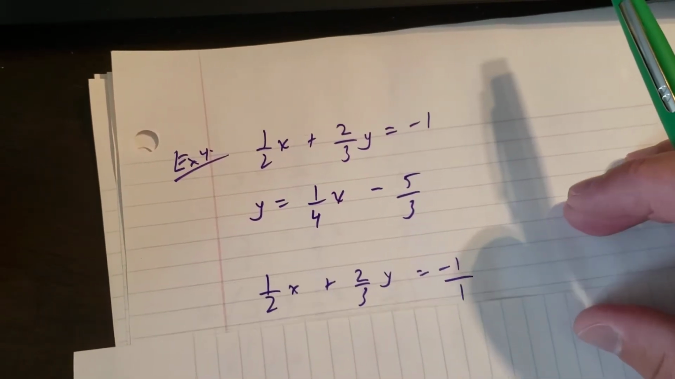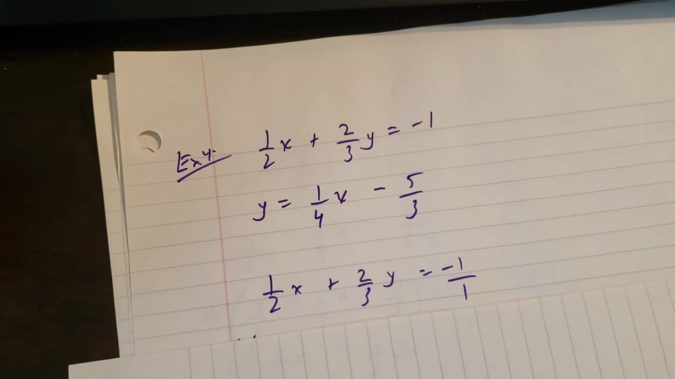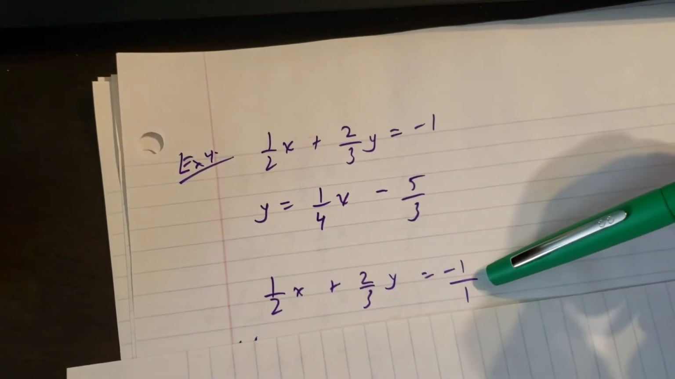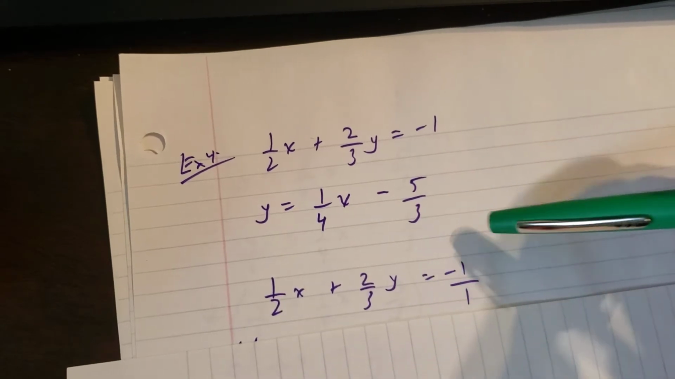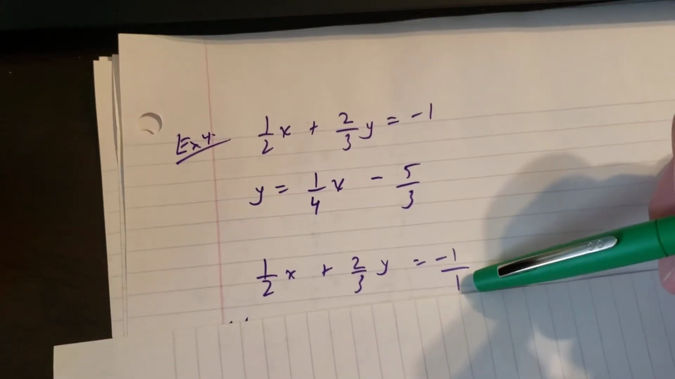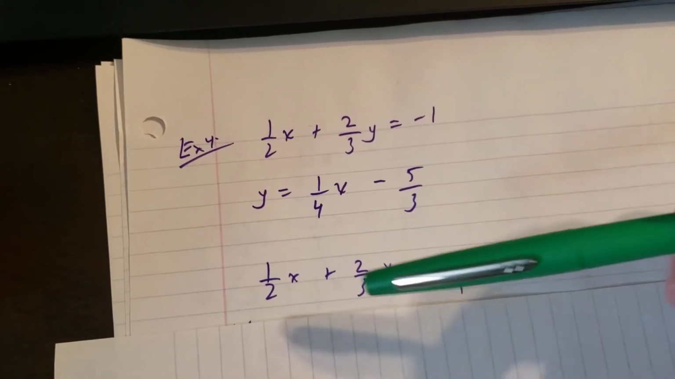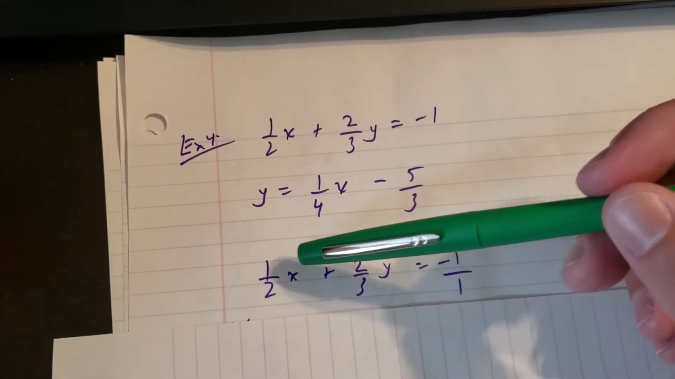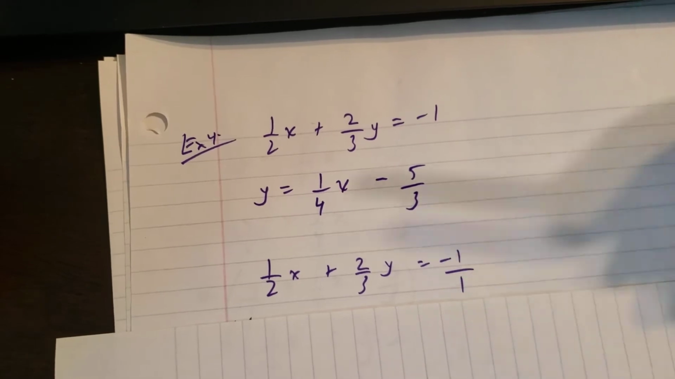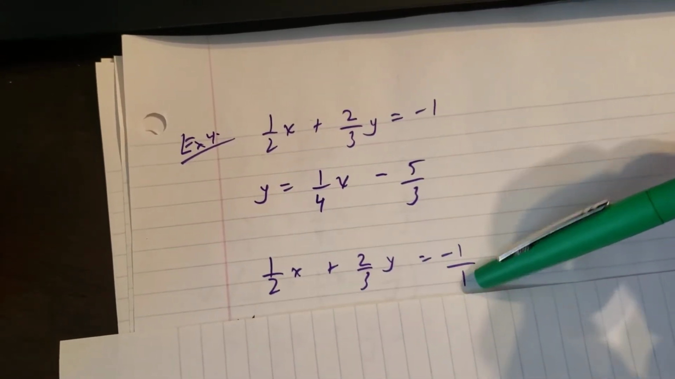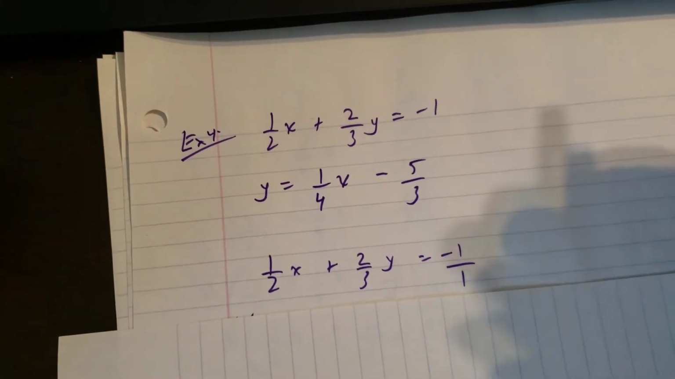Okay, so the easiest way to get rid of the fractions, first of all, what I'm going to do is take the first equation. I make this into a fraction just by putting a 1 in the denominator. So to get rid of my fraction here, what I can do is multiply the whole equation by a common denominator. So 2, 3, and 1 will all go into the number 6.